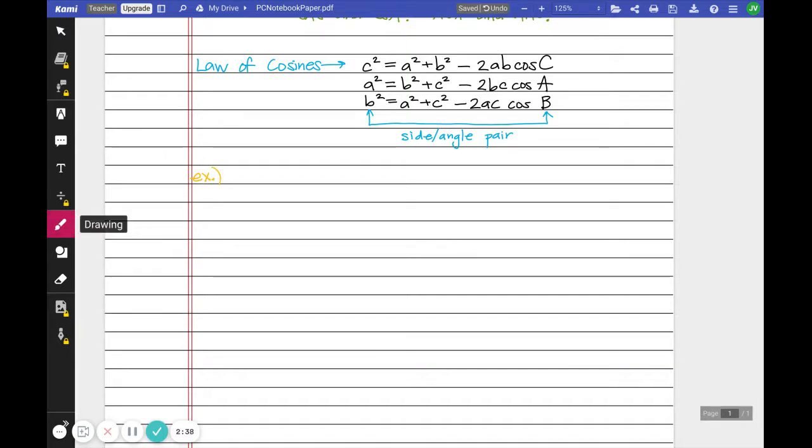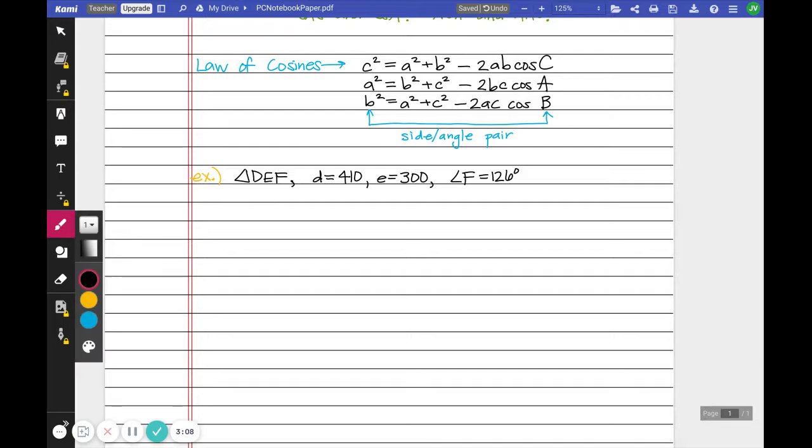In our example, let's look at this. We've got a triangle DEF, and side D equals 410. Side E equals 300, and angle F is 126. Find the length of everything else. So this is a case of SAS because we've got two sides and the angle between them.